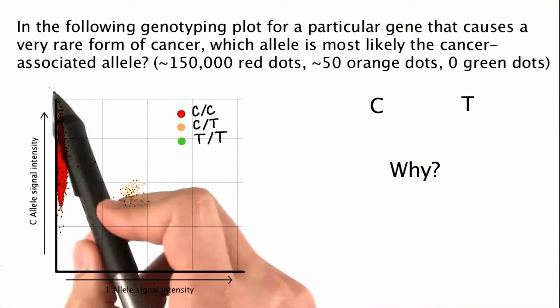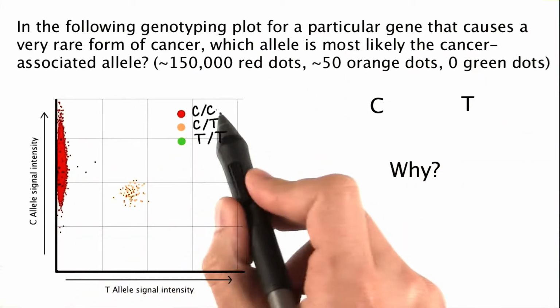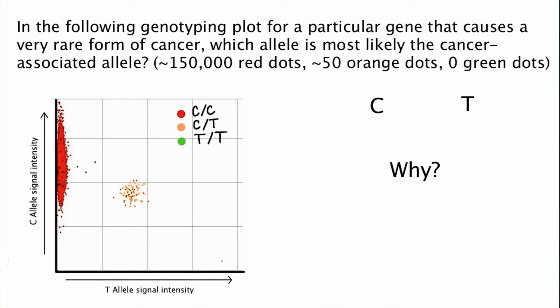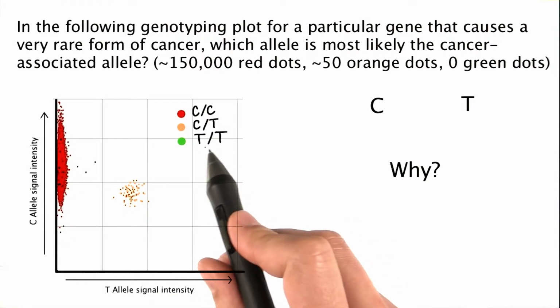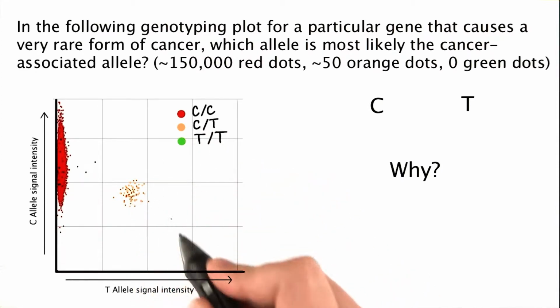All right, which allele is most likely the cancer-associated allele? Well, red dots are homozygous CC, and green dots, which I don't even see any of here, are homozygous TT. But the heterozygous is CT, and we see a few of those orange dots here.